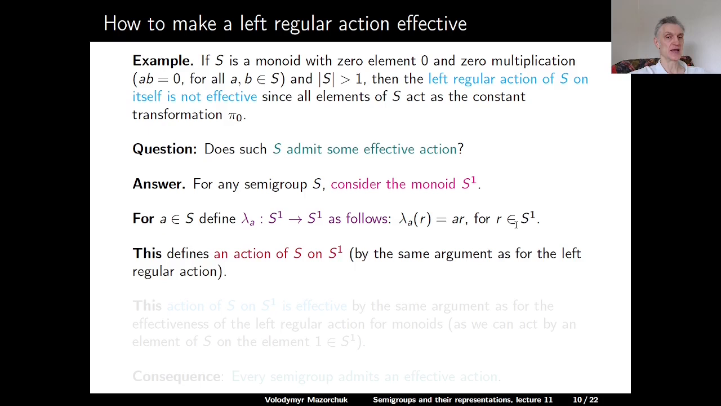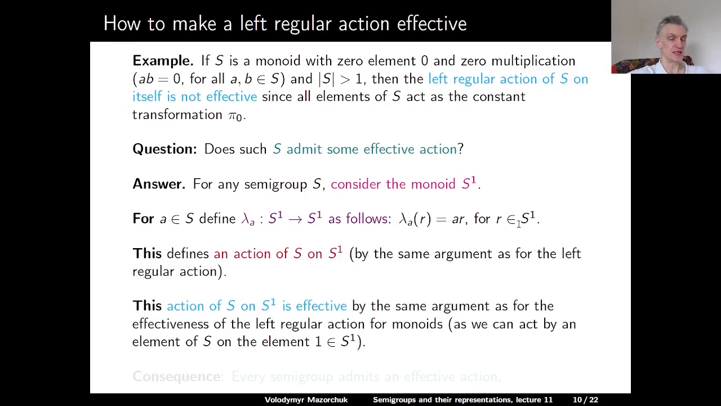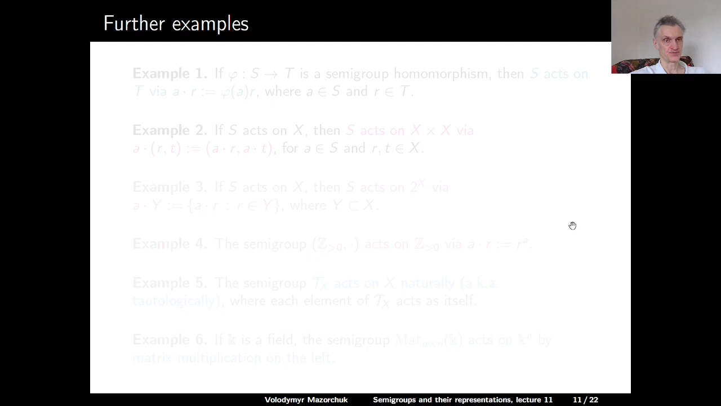This defines an action of S on S upper 1 by exactly the same argument as for the left regular action, and this action is effective by exactly the same argument as for the effectiveness of the left regular action for monoids, because now we act on a set on which we have the identity element. Consequently, every semigroup admits an effective action on some set.